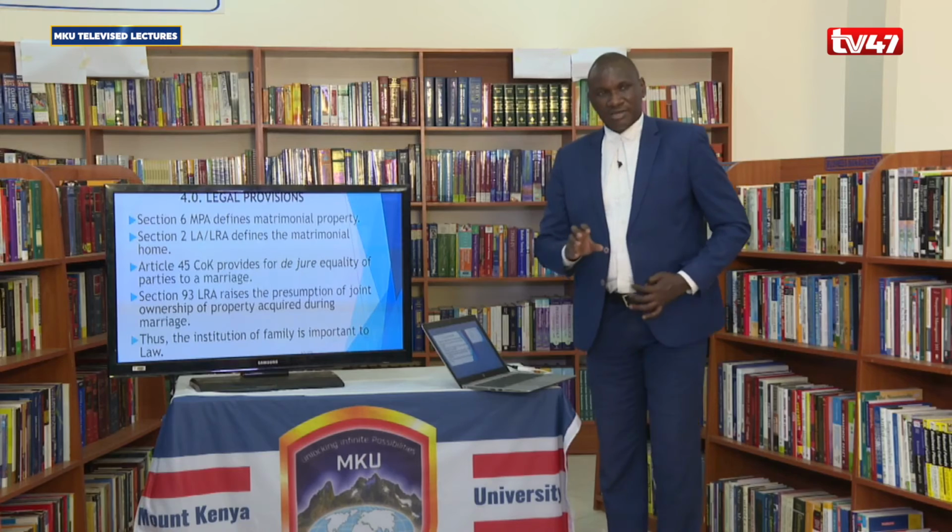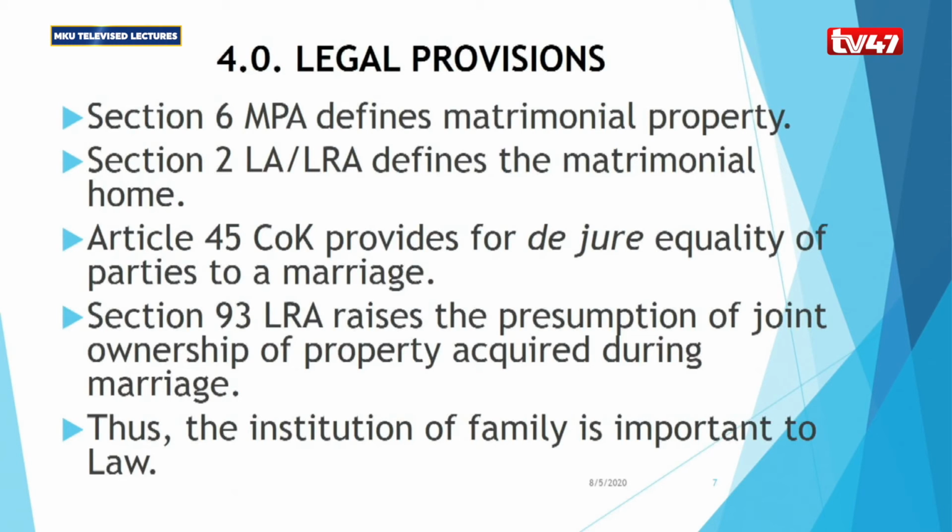Looking at the array of laws that tackle matrimonial property, I have said, and it behoves me to repeat, that the Constitution of Kenya talks about equality of parties to a marriage. Well, that is not just a legal concept, but for those of us who read the good book, it is also a biblical concept. But equality of parties cannot be there without it being both de jure, that is in law, and in fact, de facto. And the de jure equality of parties to a marriage, as we have seen, that is the substantive equality, the formal equality provided by the law, is in the Constitution.